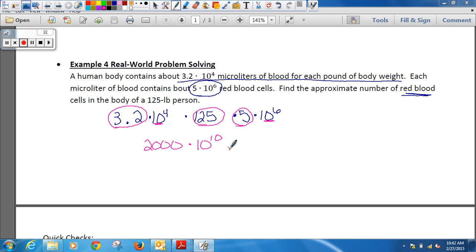Okay, well, I need to write this in scientific notation. So I need this number between 1 and 10, so I'm moving it over 3 spaces to the left. So that means I add 3 onto my exponent. So I get 2 times 10 to the 13th red blood cells.